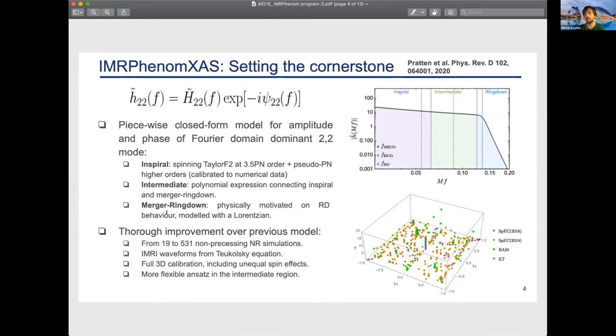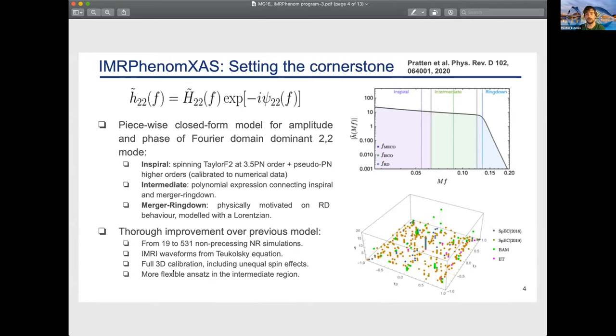This model supposes a real improvement over the previous generation model, IMR Phenom-D. Mainly, it extends the calibration data set of numerical relativity simulations from 19 to more than 500 non-precessing simulations. It also includes intermediate mass ratio inspiral waveforms computed from the Teukolsky equation.